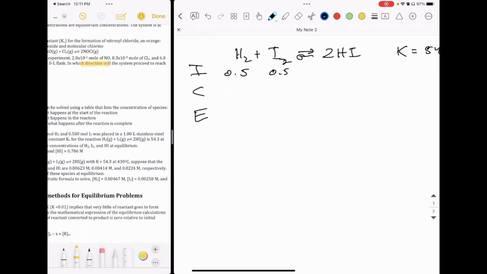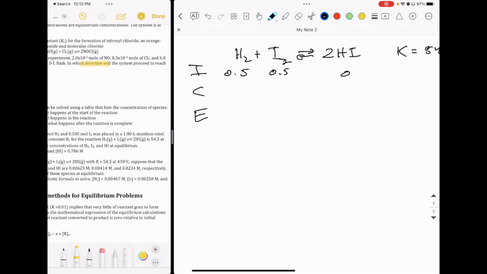Now, it only tells us that those two species are present. It doesn't say that the HI is present, so we can assume that that one is 0 at the beginning. Okay, so there's no product, which makes the reaction easy to understand in terms of its direction. We can say that it's going to go towards the product side, right? It's product favored in this case, or it's shifting to the right side because there's no product to begin with.